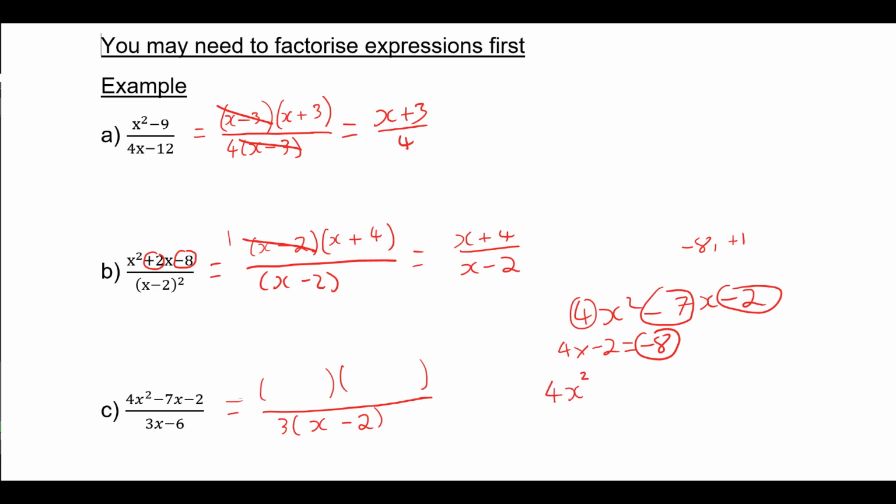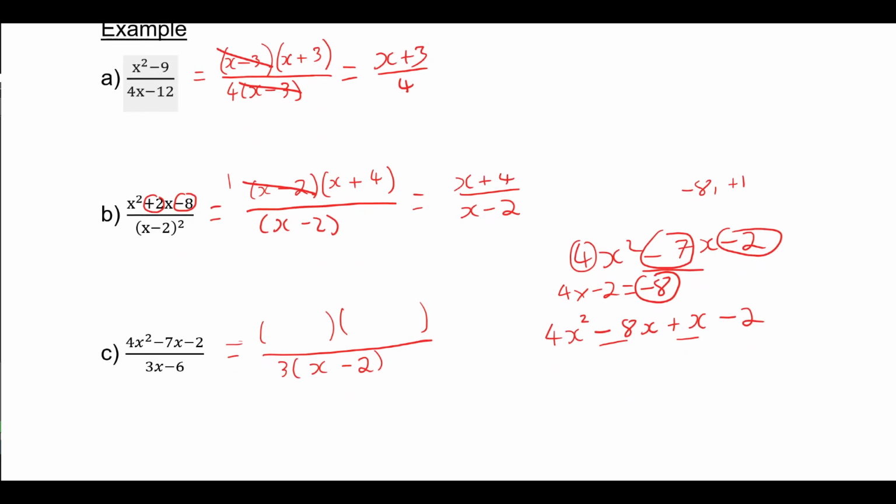So instead of writing 4x squared minus 7x minus 2, we write 4x squared minus 8x plus 1x, or just plus x, minus 2. We've effectively split up that minus 7 into two parts. And we then factorize. So we factorize twice. 4x squared minus 8x, I can take out a factor of 4x. I get x minus 2. And then we simply have plus x minus 2. We then take out a factor of x minus 2, and we get x minus 2 times 4x plus 1. Right? x minus 2 times 4x, and then x minus 2 plus 1. x minus 2 on its own gives you the plus 1.